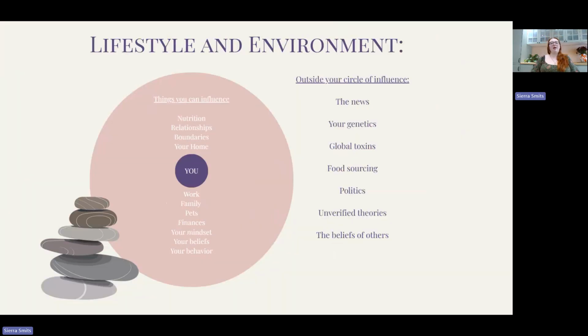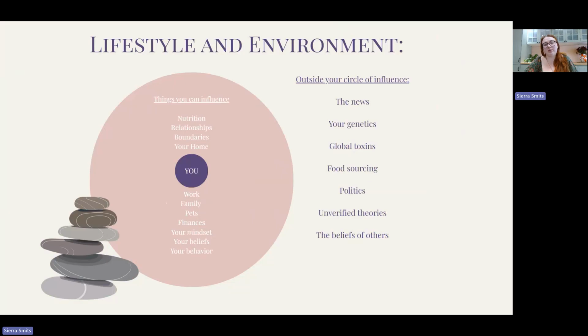So the next thing I talk about is lifestyle and environment, and this was a really big one for me. There's a lot of fear mongering, okay? There's microplastics, your genes are bad, there's toxins, chemtrails. That's all outside of your circle of influence. One of the most important things to recognize when you are wanting to heal is what can you influence and what can you not influence.